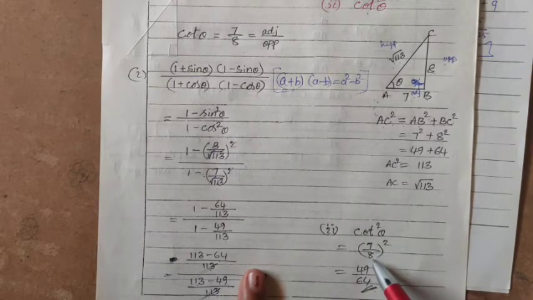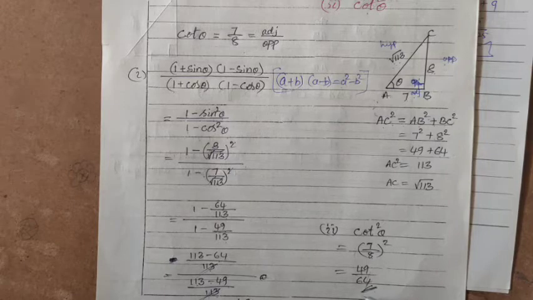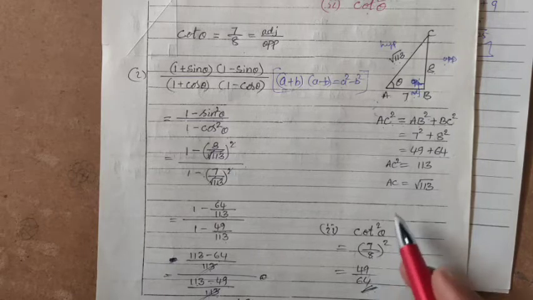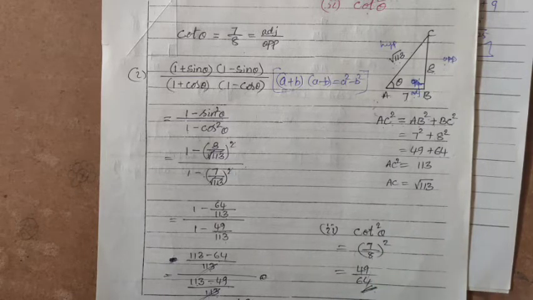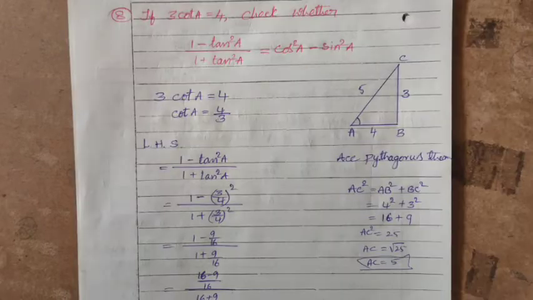So cot theta is 7 by 8. You can square it. We get 49 by 64. So this is the answer. Now let us discuss, otherwise you can solve the 8th question.